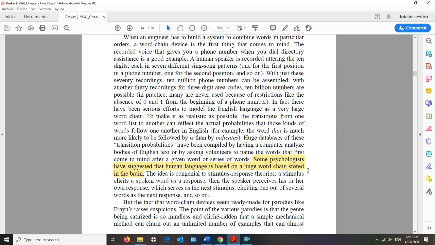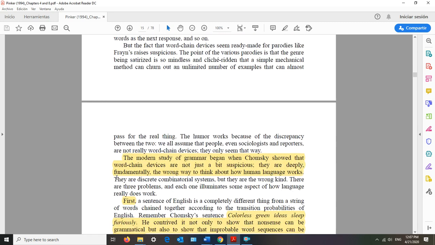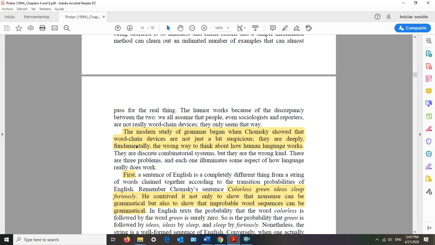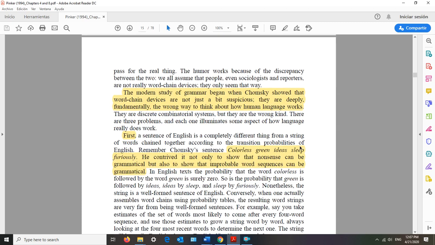So some psychologists have suggested that human language is based on a huge word chain stored in the brain. But then he says that the modern study of grammar began when Chomsky showed that word chain devices are not just a bit suspicious. They are deeply, fundamentally, the wrong way to think about how human language works. And then he gives a listing of the problems that are associated with word chain devices and how they cannot be taken as the way human language works.